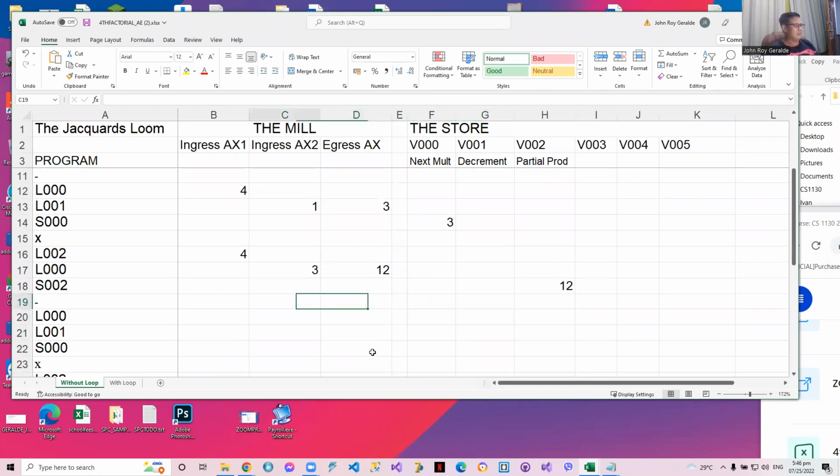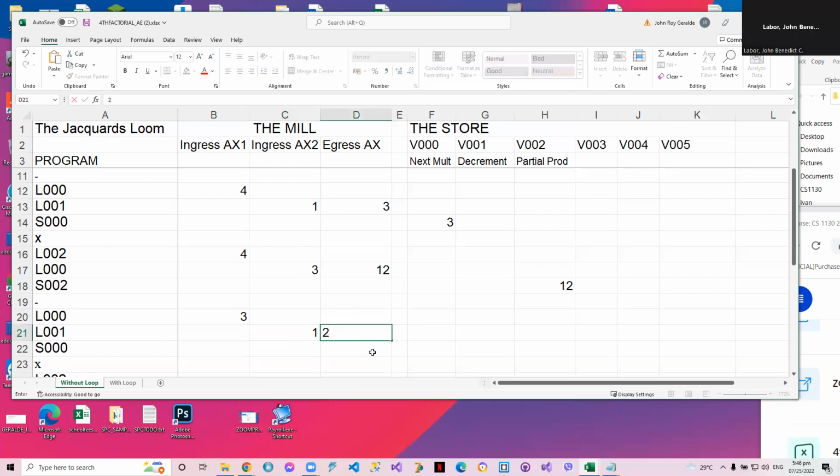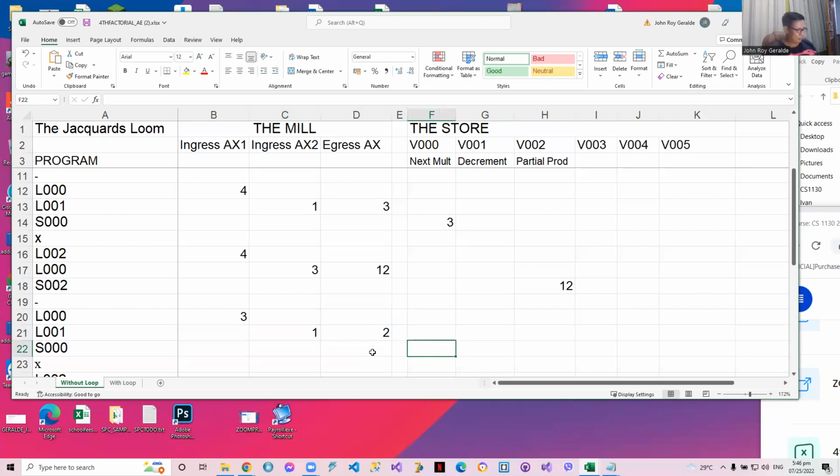And then we go to the minus L000. What happens to egress axis 1? This becomes 3. L001, what's the last value? It's fixed. This becomes 1. Okay. 3 minus 1, this becomes 2. Okay. S000, this becomes 2.